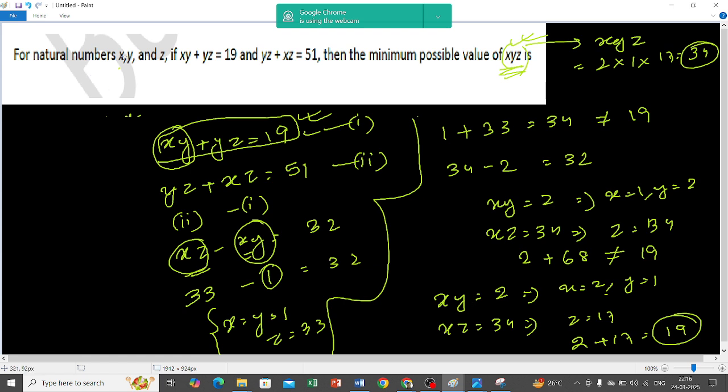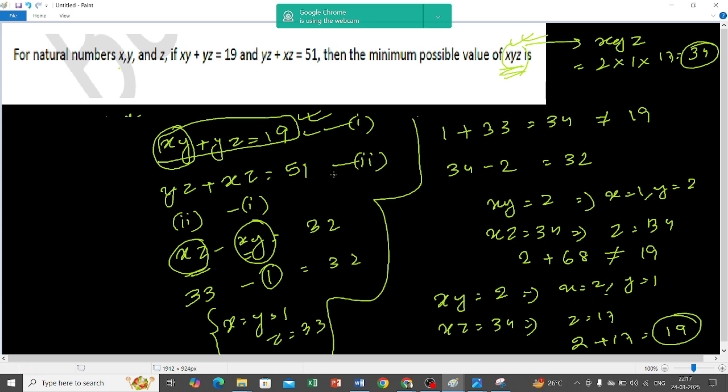This type of sums are filled up in CAT. They will give you three variables and not a single equation. See, for natural numbers x, y, z, that means these three are different, unique natural numbers. xy plus yz is 19, yz plus xz is 51. I write down these two equations.